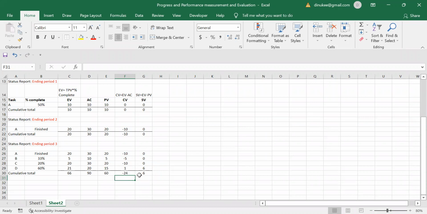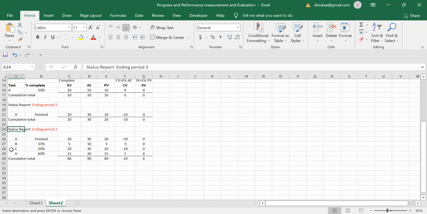Right, so in here the schedule variance I have to take. If I take it in cumulative total 66, from 66 the planned value is 60. 66 minus 60, the schedule variance is going to be 6. Right? Hope you have understood this up to this point. Right? So I will move to the status report ending period 3.